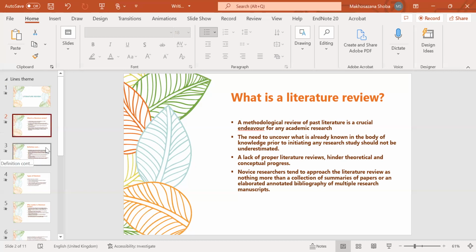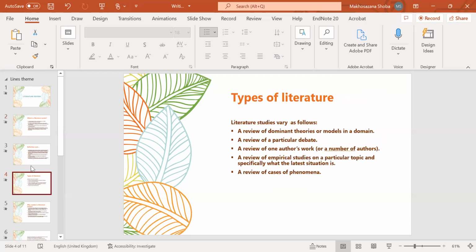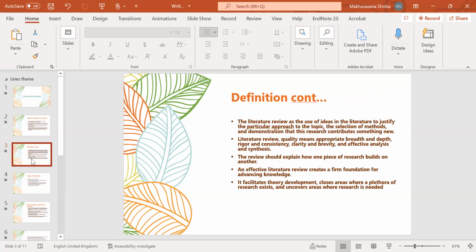It's not about collecting summaries. It is not about simply elaborating on who has written what previously, but rather a literature review is mostly about engaging with what you are reading, understanding what you are reading, applying what you are reading, synthesizing and interpreting what these previous authors have written. So that is what a literature review is about.